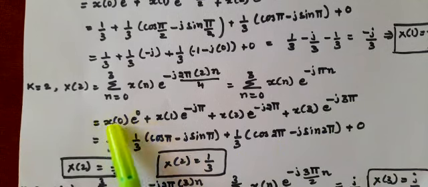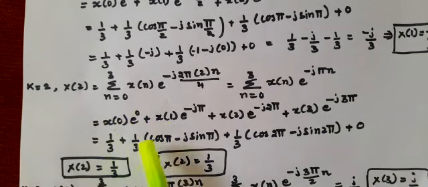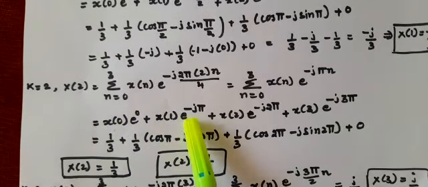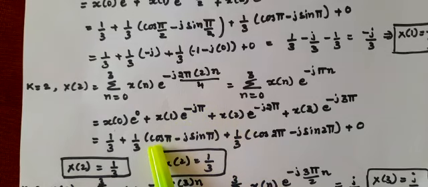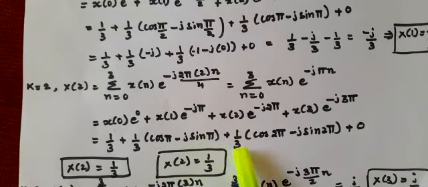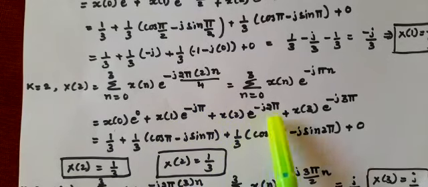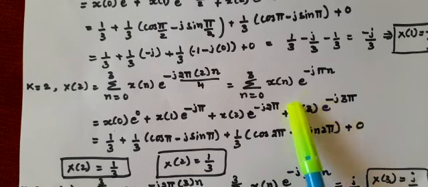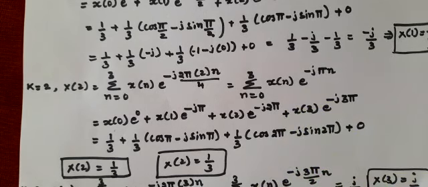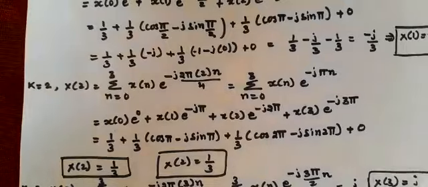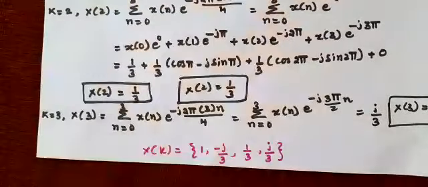So, x of 0 value is 1 by 3 by the given sequence. X of 1 is 1 by 3, e to the power minus j pi is written as cos pi minus j sin pi plus x of 2 is 1 by 3, e to the power minus j 2 pi is written as cos 2 pi minus j sin 2 pi and x of 3 is 0. So, on simplifying this equation, we will be getting X of 2 as 1 by 3. Now, you have to compute for k is equal to 3.